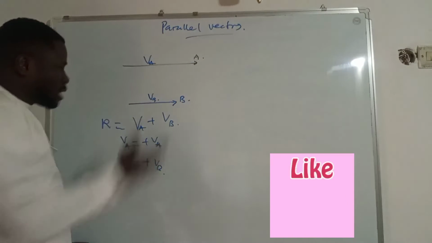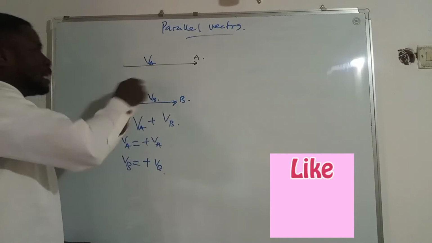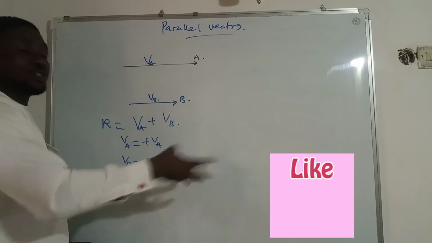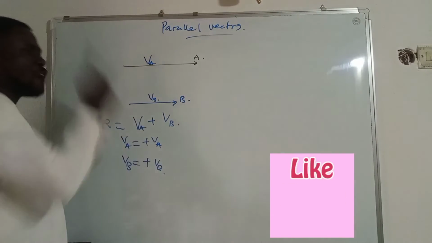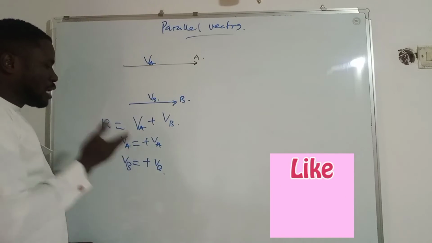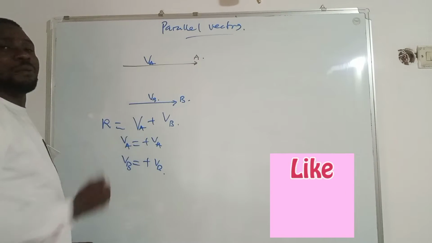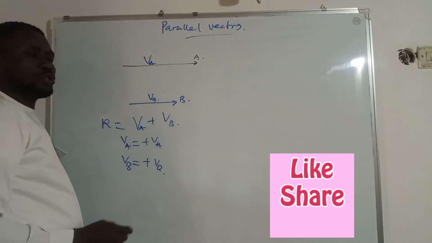I will not give minus minus, because if you give minus minus, it means that you are telling us that the answer will turn to what? Negative. The answer shouldn't be negative. So please, whenever you have vectors in the same direction, give a positive sign to each of the magnitudes. And so when you substitute this in here, you will now see what you're going to have.